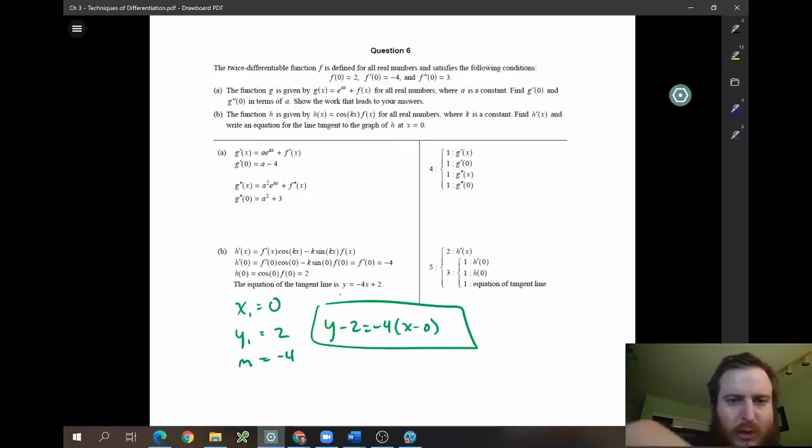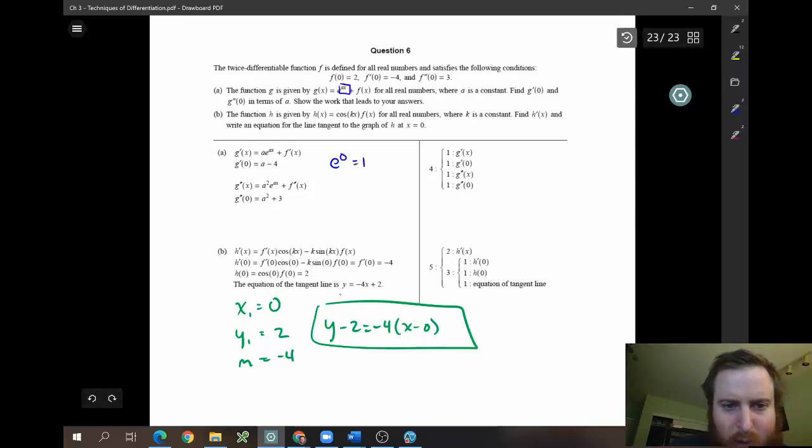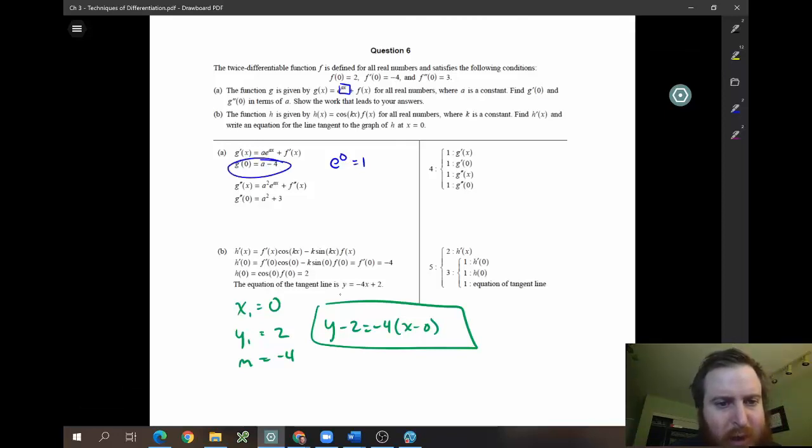So this is chain rule right here, e to the ax times a, they move the a to the front, plus f prime of x. When we plug in 0, anything e to the 0 is always 1. So we get a times 1 minus 4, we get a minus 4. Then we do the derivative of this guy. The a is a constant, it stays there. So e to the ax times a, and then there was another a, so it becomes a squared. Then plus f double prime of x. Again, we plug in, e to the 0 is 1, and they gave us f double prime of 0 was 3, so we get a squared plus 3. So that actually wasn't too bad.